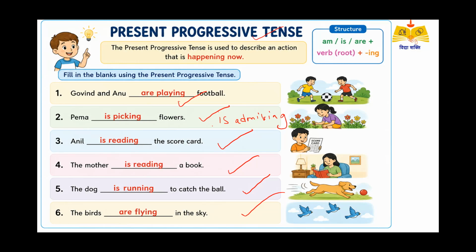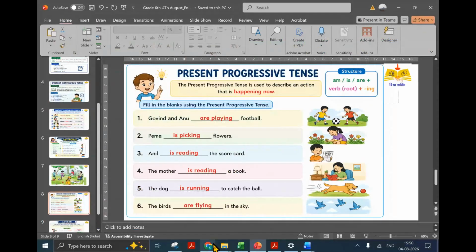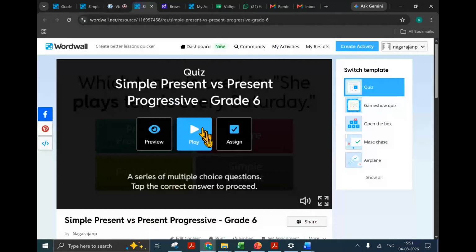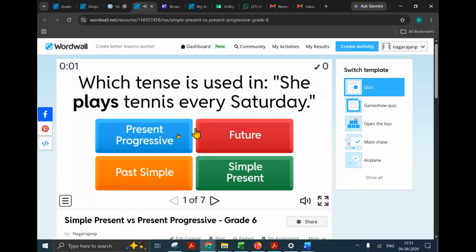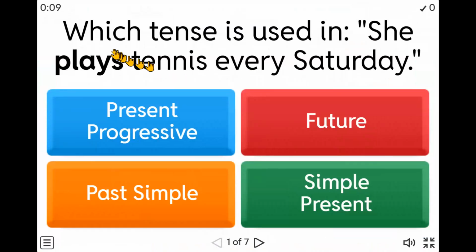Now, let's join Kahoot and look at some quiz questions. Before that, let's see a few more simple examples so that Kahoot will be easy for you. Here you have to guess the tense. Observe carefully, because it will be easy for you to solve in Kahoot. Which tense is used here?